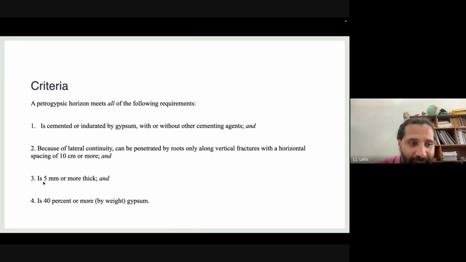It should register at least 5 millimeters of thickness, so quite thin, like the Ortstein. And here it should have at least 40% or more of gypsum. So the content of gypsum here is much higher than in the gypsic horizon, of course, because now I'm talking about cementation, something that's quite intense.